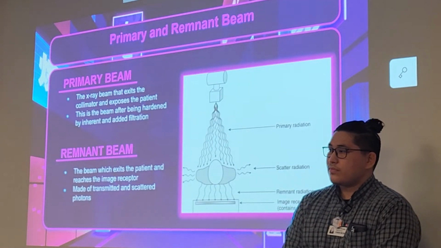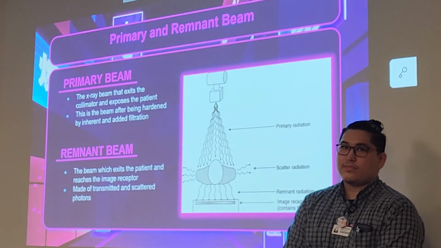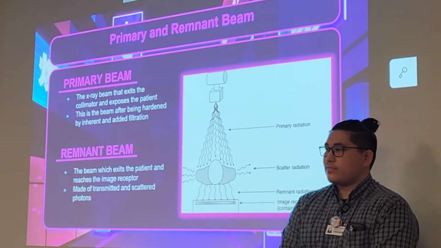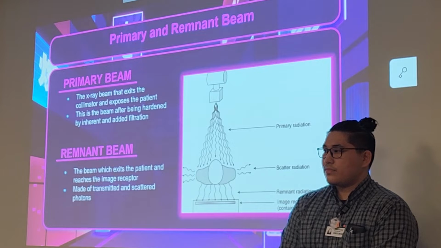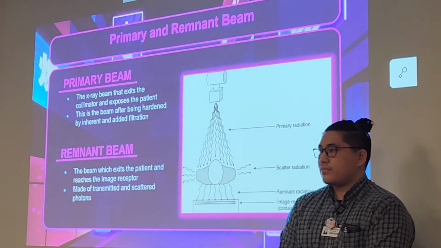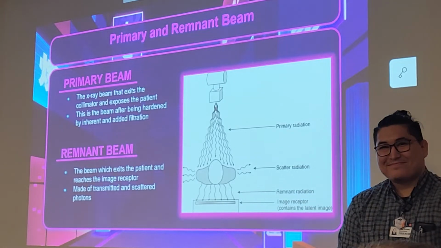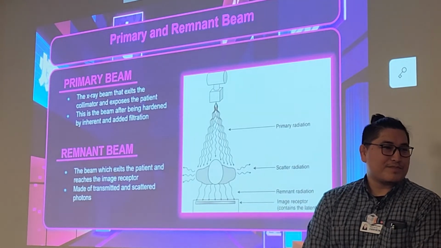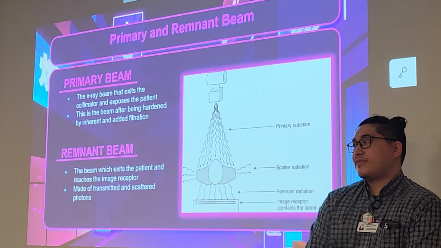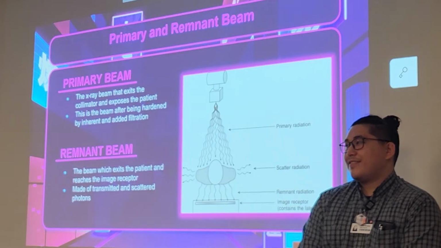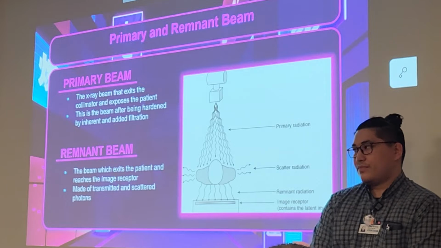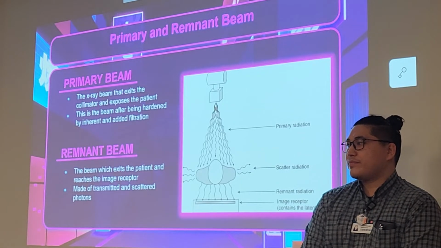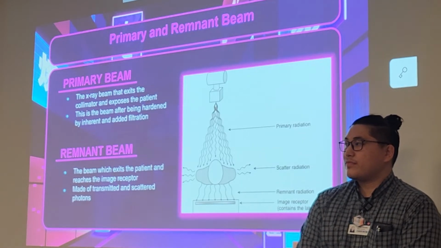It doesn't go through at all. Good. What is that called? Absorption, very good. So we have scatter, we have absorption, and Angelica, what is the third one? We have scatter, we have absorption. What is the third thing that's in here? Transmission, very good. Absorption, scatter, transmission.